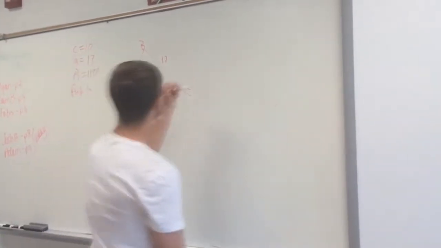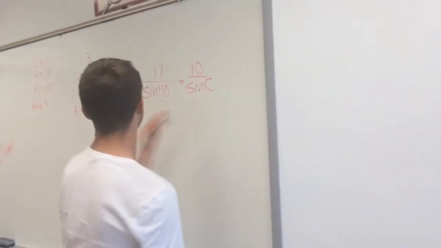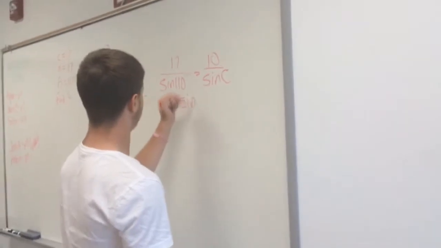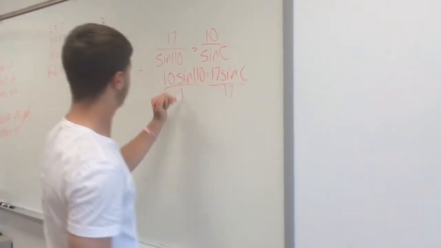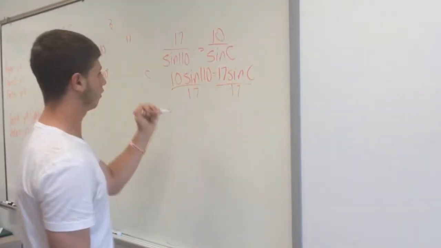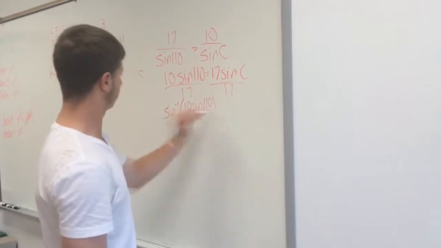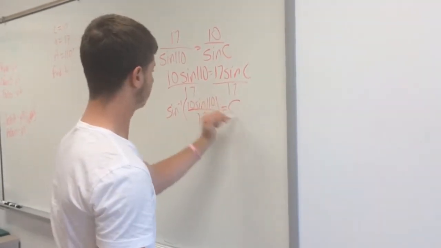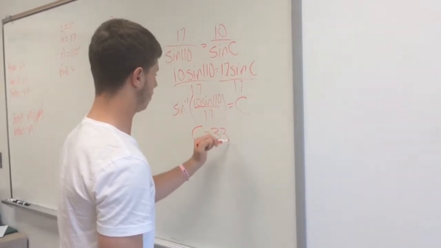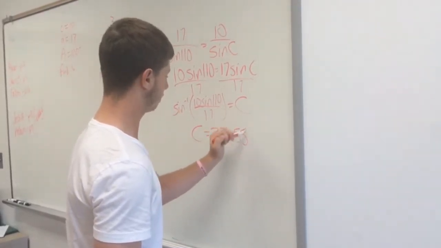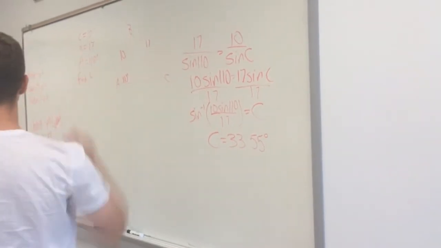I set up the equation like 17 over sine 110 equals 10 over sine of C. So cross multiply: 10 sine 110 equals 17 times sine C. So I'm going to divide by 17, and then take the sine inverse of that whole quantity. And that equals 33.55. C equals 33.55 degrees. Correct. And from there we can find B, little b and big B, right?